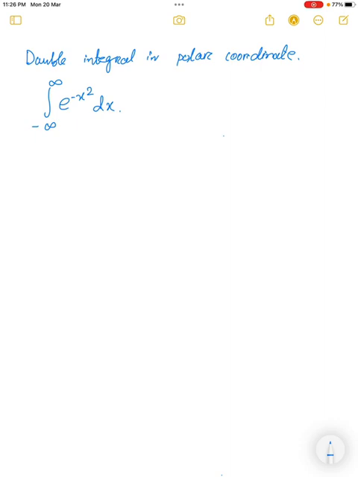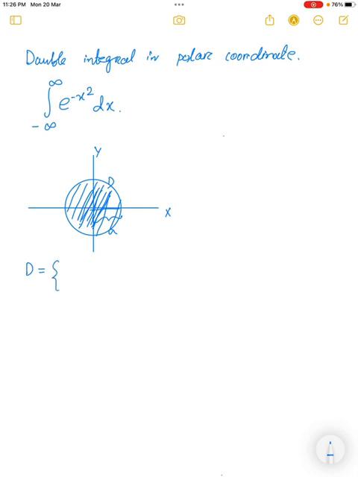Suppose we have a region, suppose we have this region, this is the xy plane. This is a disk of radius a. So how can this region be described? Suppose this is my region D. How can I describe D? I can write it as (x, y) such that x square plus y square is less than or equal to a square, right?